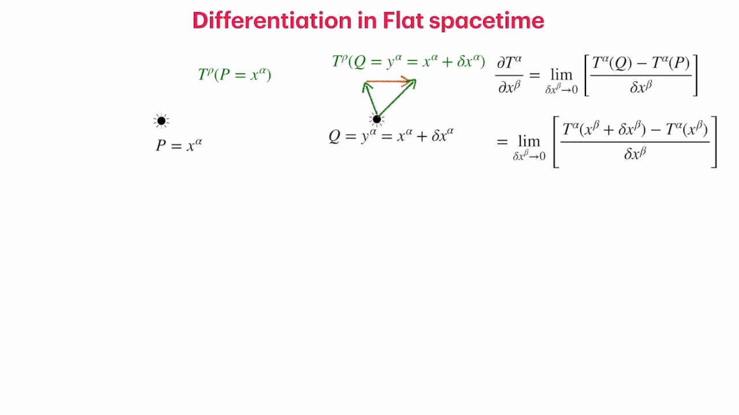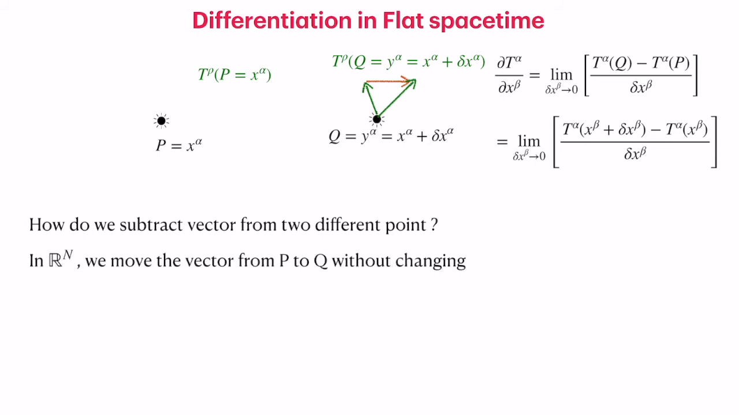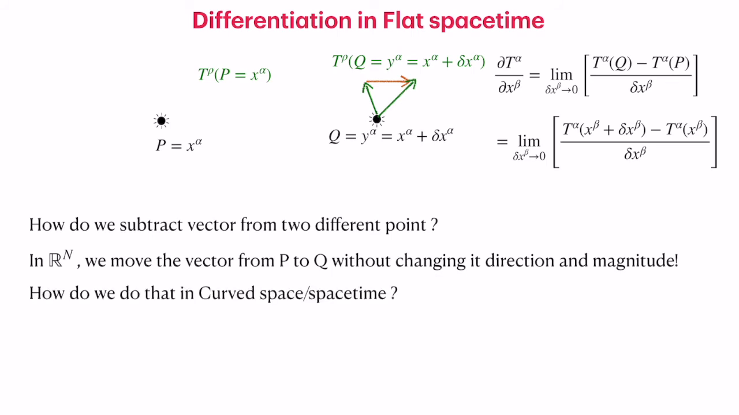Pulling the vector along a straight line without changing its direction is what we call parallel transport. It is parallel because the original vector is transported from P to Q without changing its magnitude or direction, and that is what leads to it being parallel to the original vector. Now the question is, how do we do this extraction of the two vectors at different points in a curved space-time? That is very easy to do in Rn. We have already seen this description. So the question is, how do we do it in curved space or curved space-time?